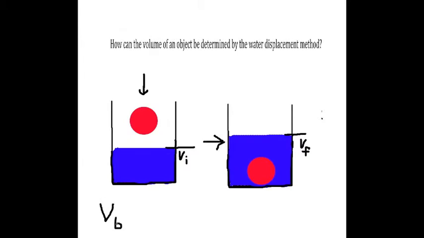The equation that relates the volume of the ball to the initial volume of the water and the final volume of the water is as follows. The volume of the ball is equivalent to the final volume minus the initial volume.